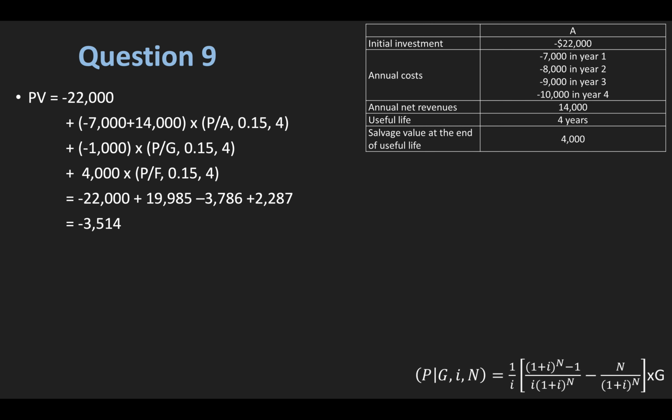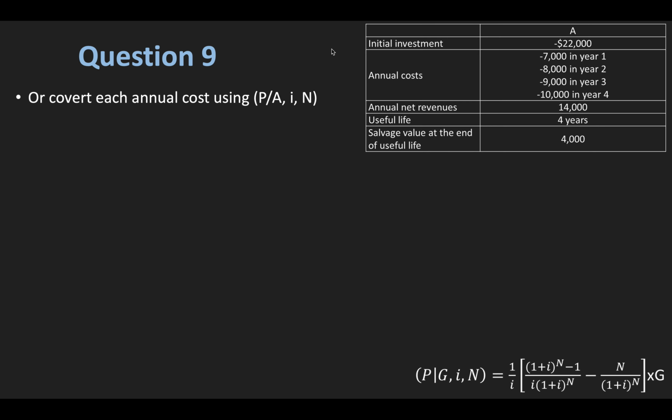But if that is a bit challenging, you can always just convert each year's cost using A to calculate P, or, more like, using F to calculate P. For each future cash flow, just convert: negative 7,000 in year 1, what is P? Negative 8,000 for year 2, what is P? And so on and so forth. With those calculations, you can find the result.